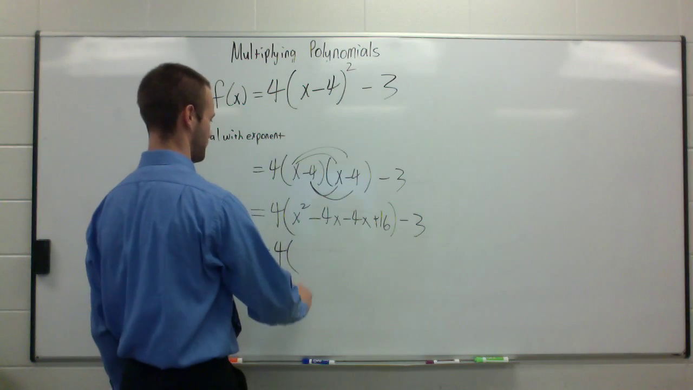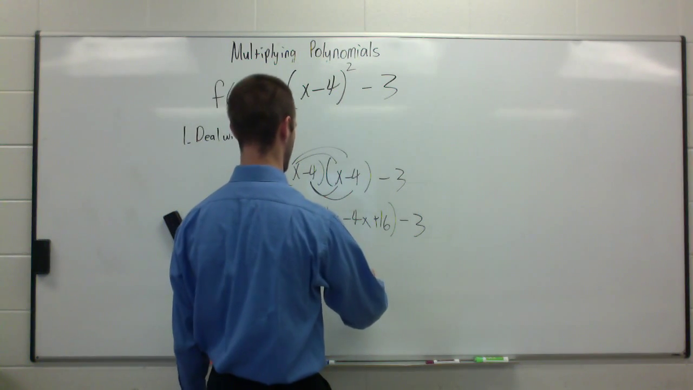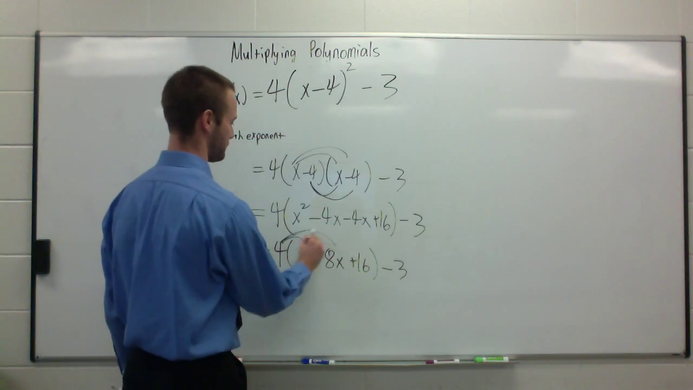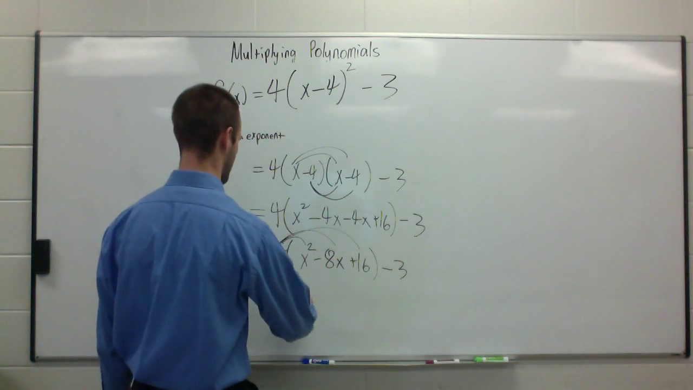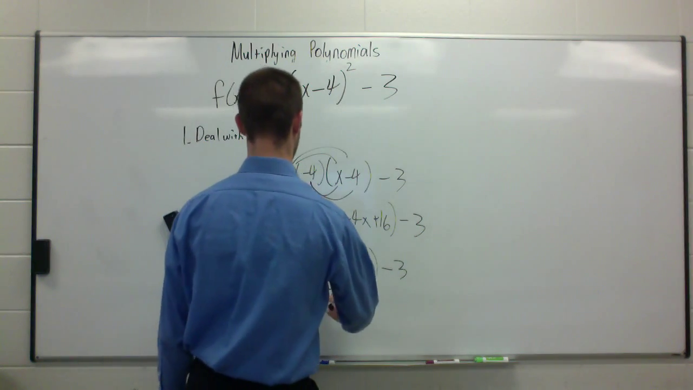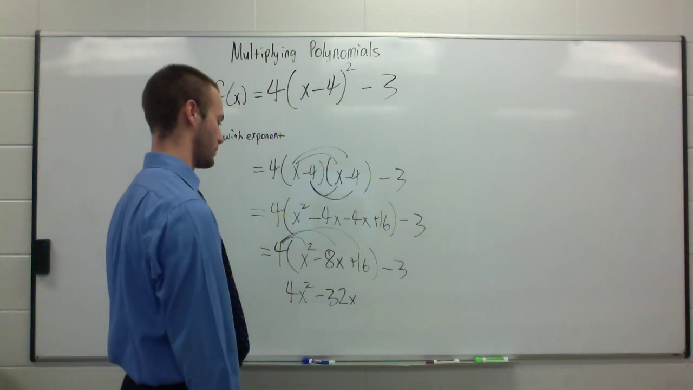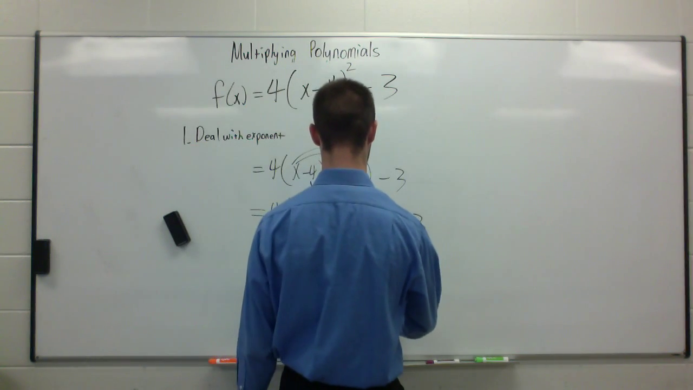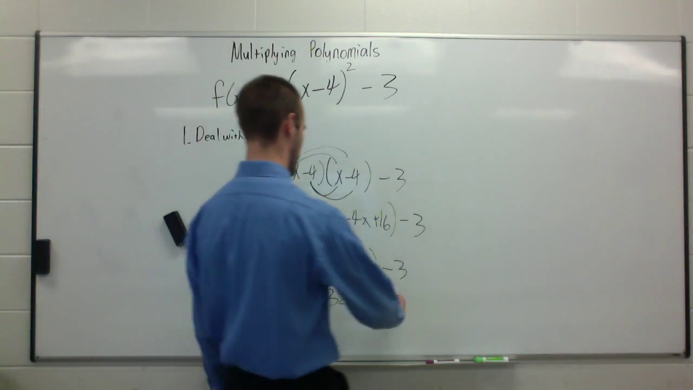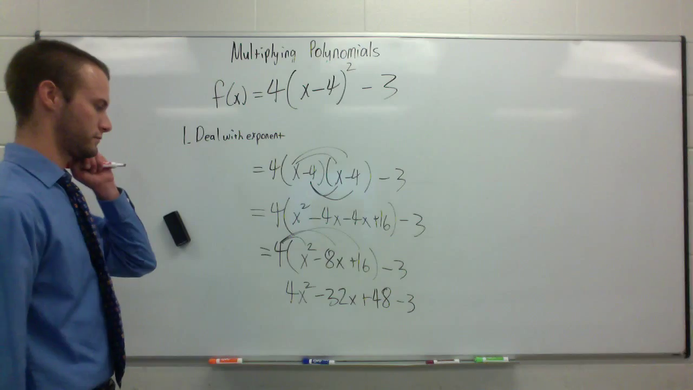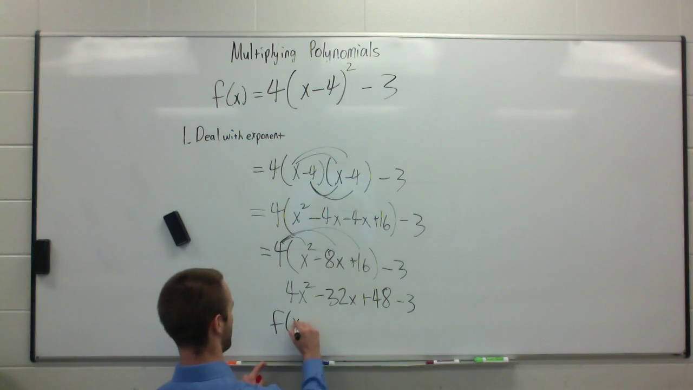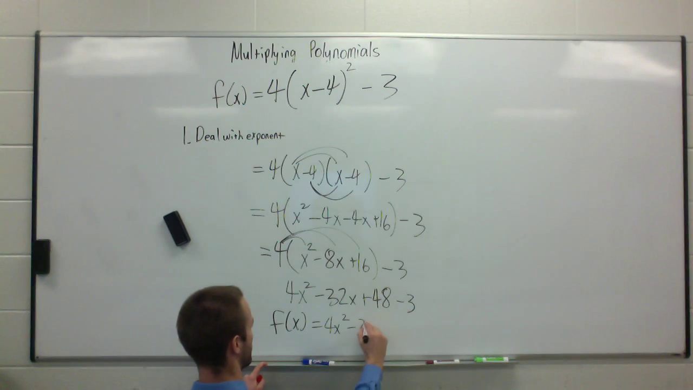So I still have the 4 out front. So it's x squared minus 8x plus 16 minus 3 off at the end. Now I'm going to distribute the 4. So I have 4x squared minus 32x, 16 times 4 is, I think, 48. Yeah. And then minus 3. And then 48 minus 3 is just 45. So finally, in standard form, we have 4x squared minus 32x plus 45.